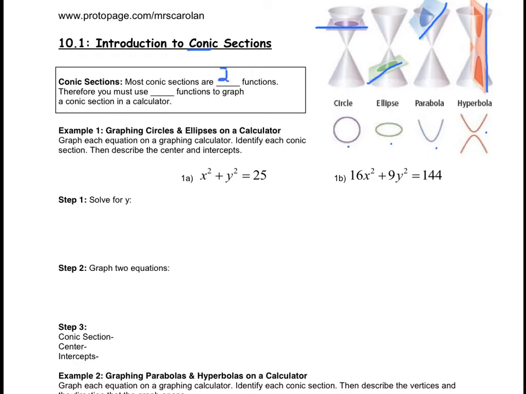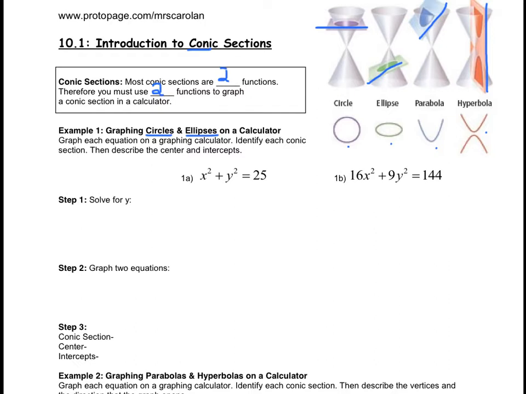The circle, ellipse, hyperbola, they're all made up of two different functions. So sometimes you have to put two functions in the graphing calculator in order to see the graph. So let's do that for the first example. Our shapes are either going to be circles or ellipses.